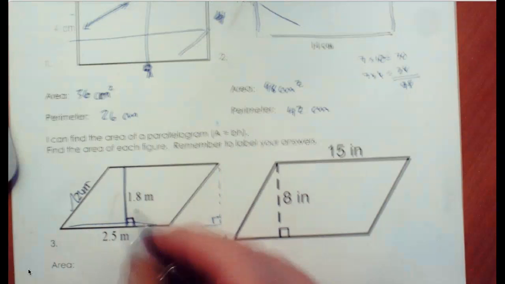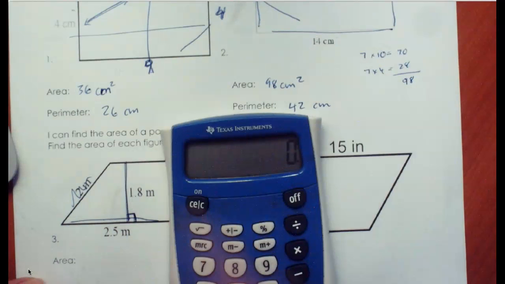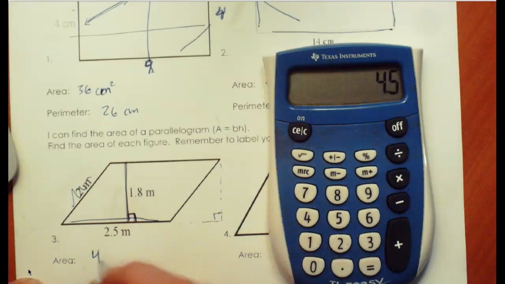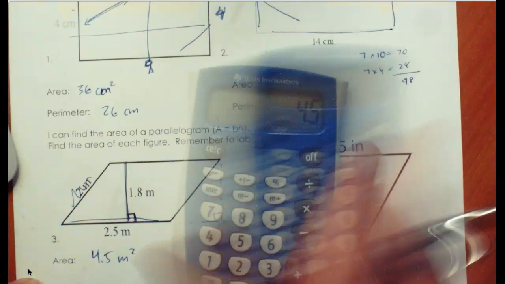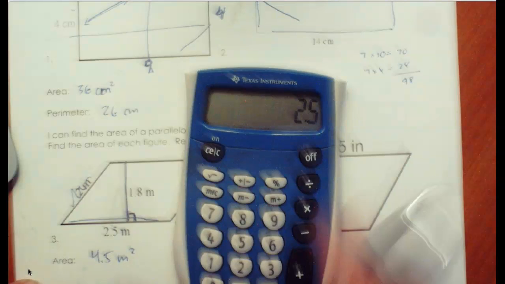So we just take 1.8 times 2.5. Got my calculator here for you. 1.8 is the height times 2.5. That's equal to 4.5. So the area is 4.5 meters squared. I'm just going to double check it real quick. I'll divide by 1.8. We should get back to 2.5. There we go.